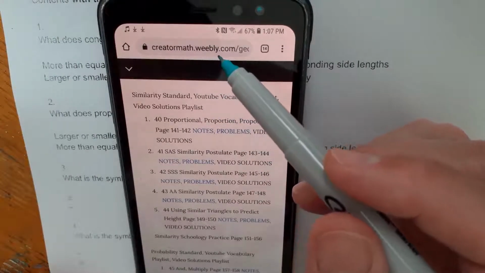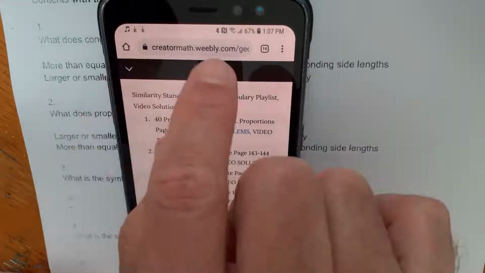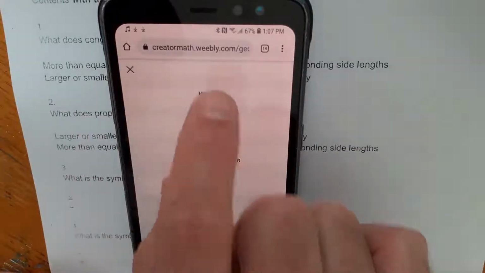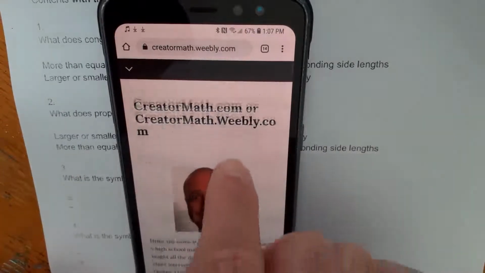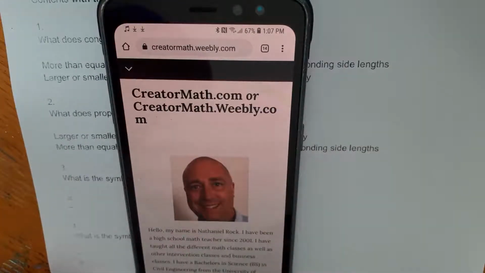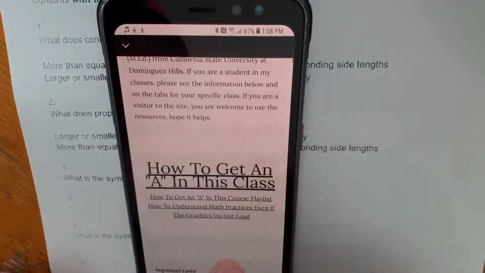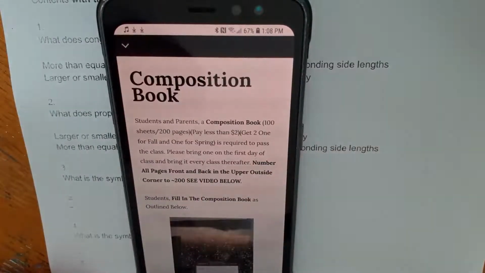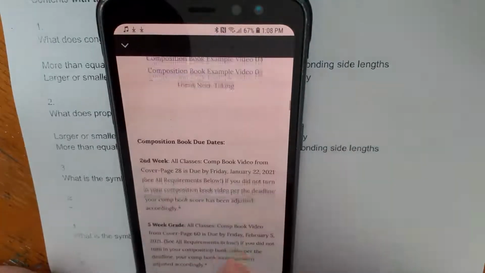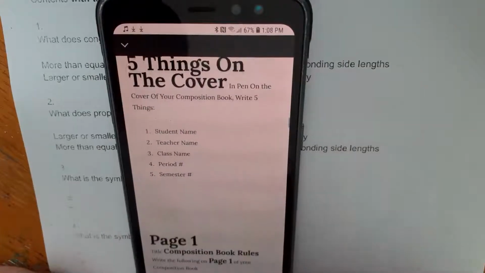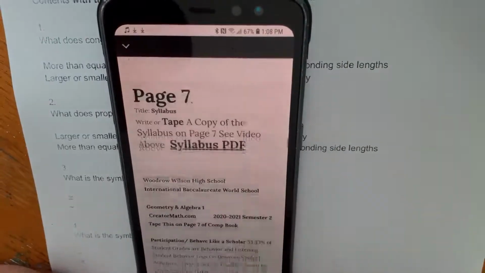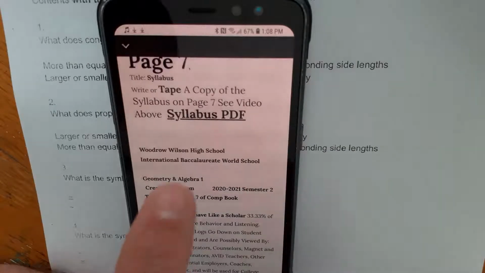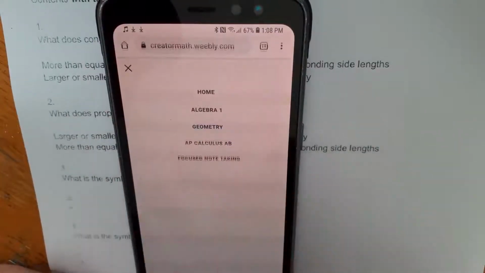So here's the website, creatormath.weebly.com, W-E-E-B-L-Y, right? Type that in, you should be able to Google this and get to this home page. Here's what it looks like. Any questions on the composition book, please just scroll down to where it says composition book. Now you're going to know everything you need to do for the composition book. Watch all these videos, follow these deadlines, and follow all these directions on what to put where. If you do that, you should have a 90 to 100% on your comp book. And those notes are what help you to do these problems.